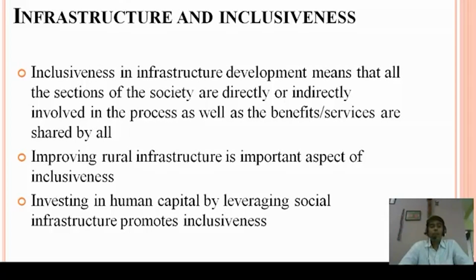A high level of crime continues in the rural part. At the same time, the majority of issues, land related issues and other conflicts, are due to not having better job and employment opportunities. So it is indeed important to invest in human capital by leveraging social infrastructure, which promotes inclusiveness. When we think of rural infrastructure or physical infrastructure in urban areas, at the same time we forget to develop human capital, and that is more important for inclusiveness in society.